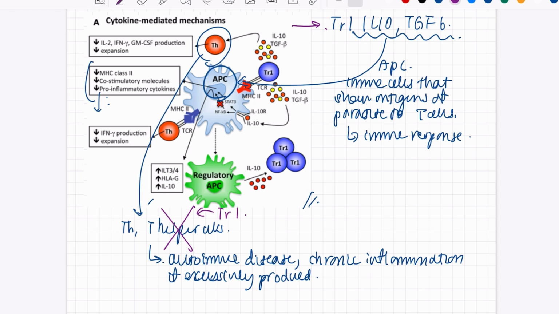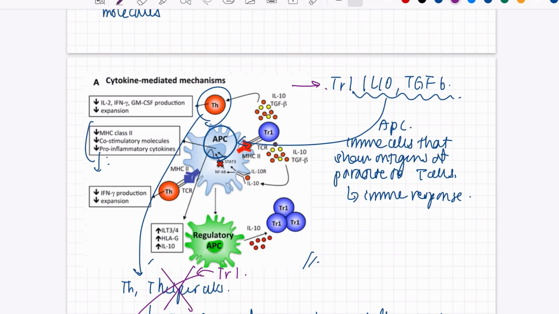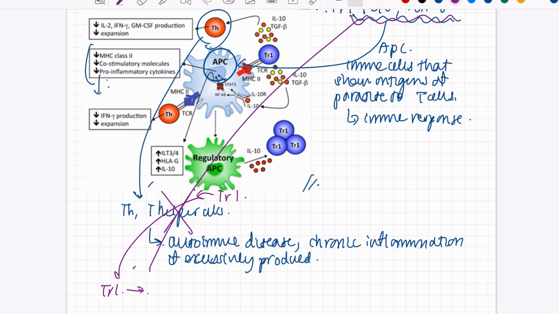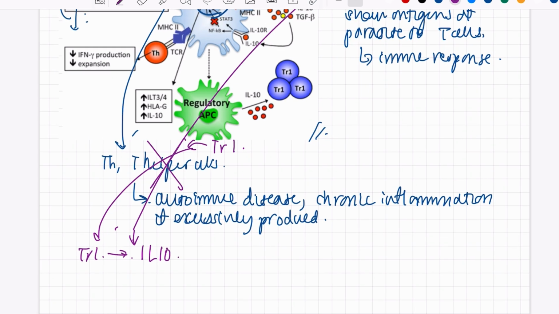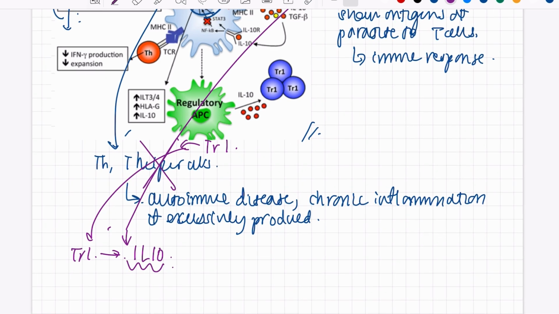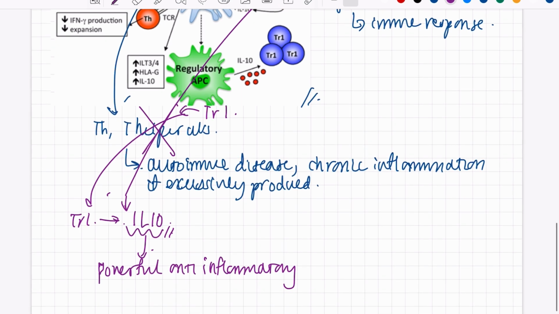And the way that these type 1 regulatory T cells do this is by, as I mentioned earlier, producing these molecules, but specifically producing high amounts of the cytokine IL-10. And this is a very powerful anti-inflammatory cytokine in the immune system, so I think it's very important to go over its role here.